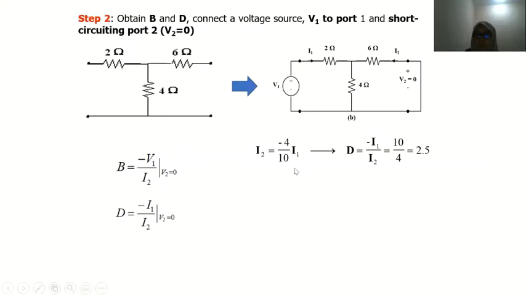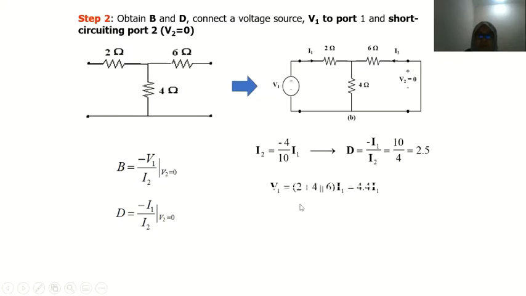So here you can get your D is minus I1 divided by I2. From this equation, your I2 in terms of I1, you get your D is equal to 10 divided by 4, because minus I1 divided by I2 is equivalent to 10 divided by 4. So your D is 2.5. It has no unit, because it is a current gain.